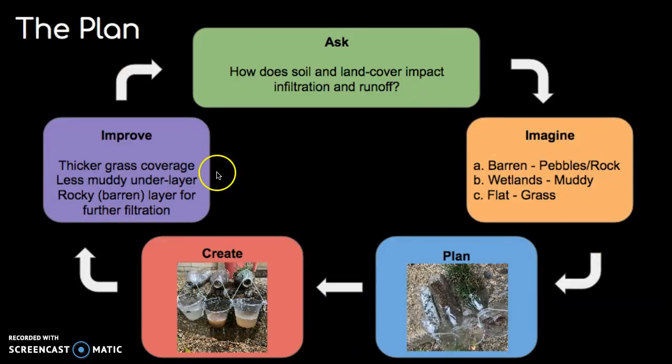So, finishing off the plan, the engineering design process, I did go ahead and create my experiment, and to improve, I would have grown my own grass, with a thicker grass coverage and a less muddy underlayer. Again, I dug up the grass, so there was a big, thick, muddy area. And then also, I think I would have added a rocky or barren layer for further filtration, because this would grab even more particles maybe to begin. I think I'm pulling that from another experiment I had to do in the past where we had to filter water. One of the layers was actually using bits of pebbles, because it does aid in the filtration process.